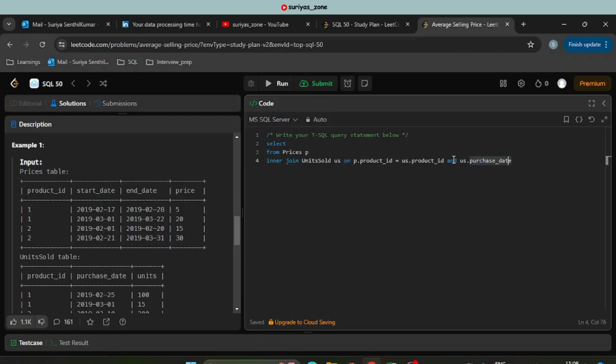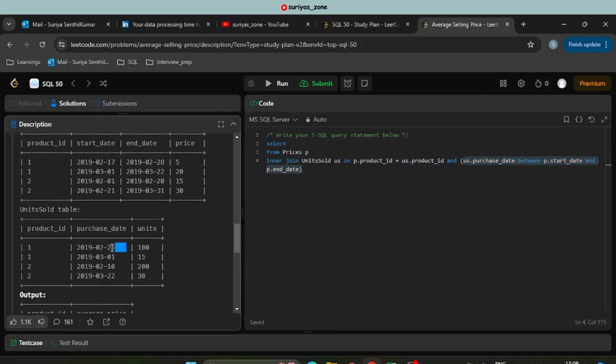Okay, I am giving this in a bracket so that it will be a separate condition. Purchase date between p.start_date and p.end_date. So what this will do is, for each product ID that is matching in the product ID in the units sold table, it will check whether the corresponding purchase date lies between this particular start date and end date or not.